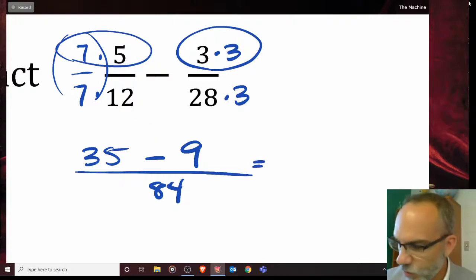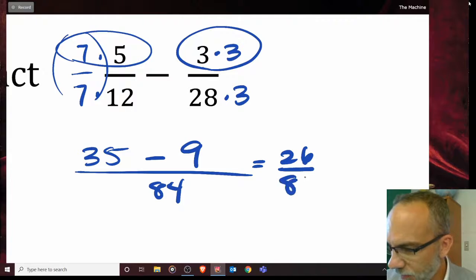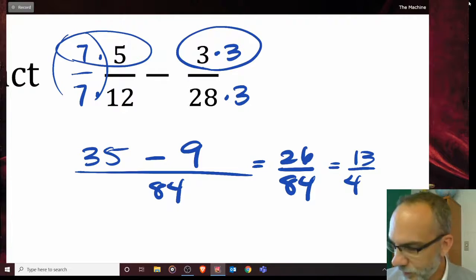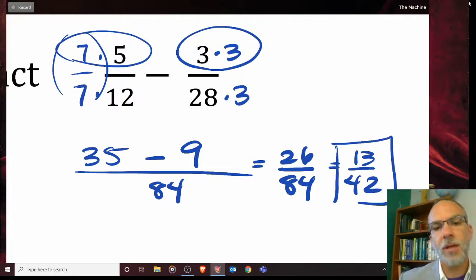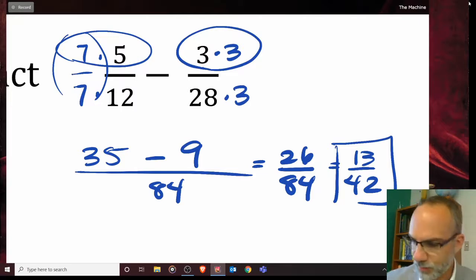So this is now 26 over 84. But that can be reduced now to 13 over 42. Okay, you're going to have to get a common denominator and then reduce after you do the operation.